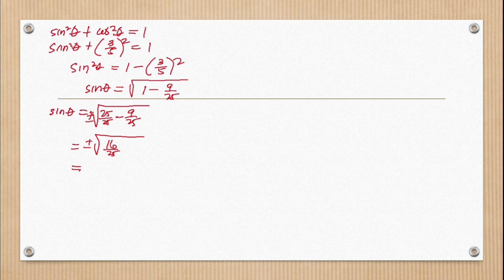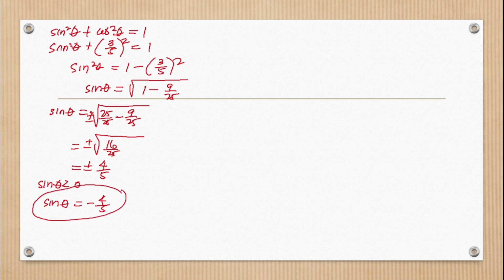Therefore, positive and negative 4 over 5. Since sine theta is less than 0, therefore sine theta is equal to negative 4 over 5. So this is the result for our sine theta.